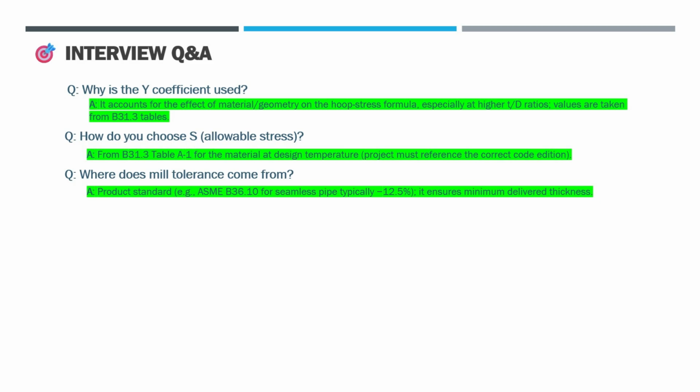Interview Q&A. Q. Why is the Y coefficient used? A. It accounts for material and geometry effects in the hoop stress formula, especially at higher t/D ratios. Q. How do you choose S, the allowable stress? A. From ASME B31.3 Table A-1 for the material at design temperature. Q. Where does mill tolerance come from? A. From product standards like ASME B36.10; seamless pipes typically allow minus 12.5%.